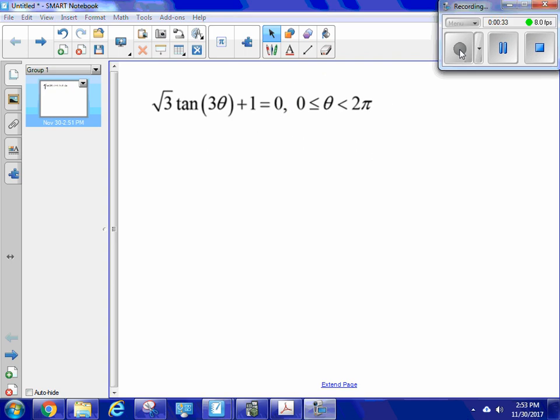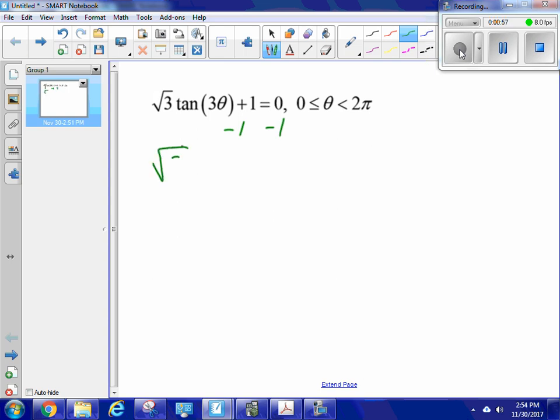Well, the first thing I need to do is figure out a way to get theta all by itself to be able to solve it, just like when we're solving equations with polynomials or rational expressions, we try to get x all by itself. We need to get theta all by itself. So the first thing I'm going to do is subtract 1 from both sides. So now I have radical 3 tangent 3 theta is equal to negative 1.